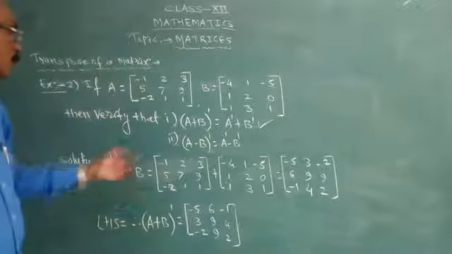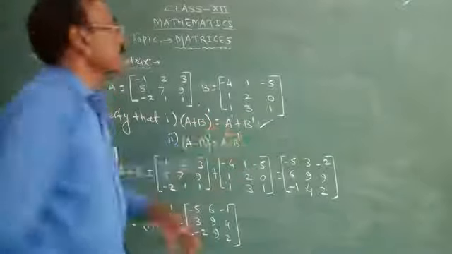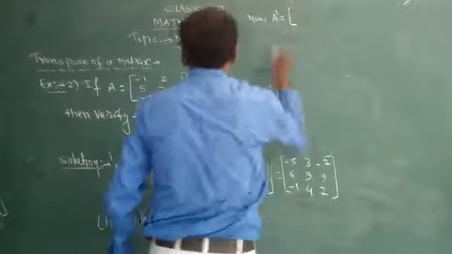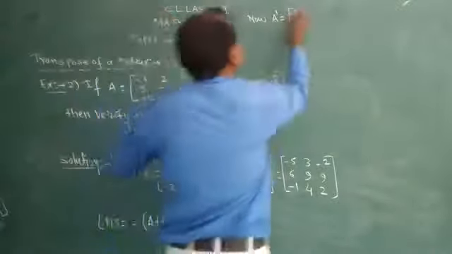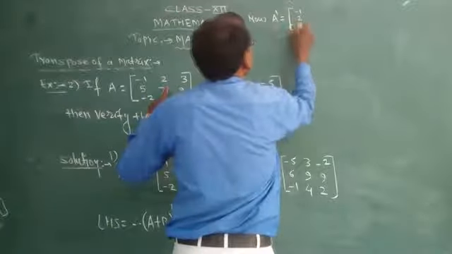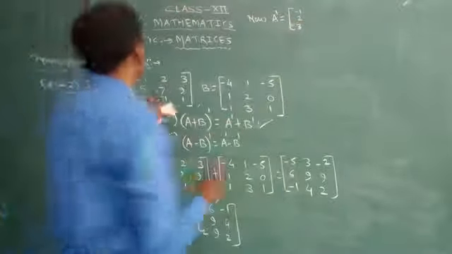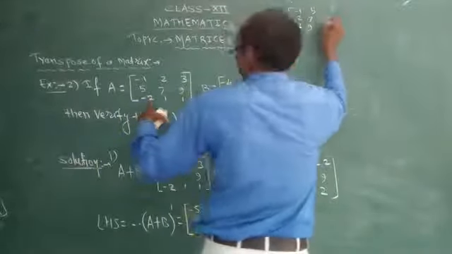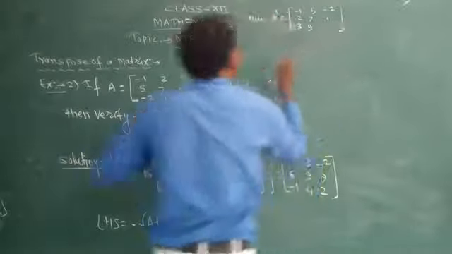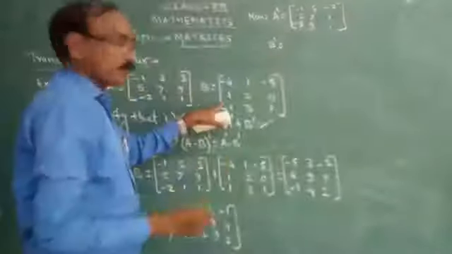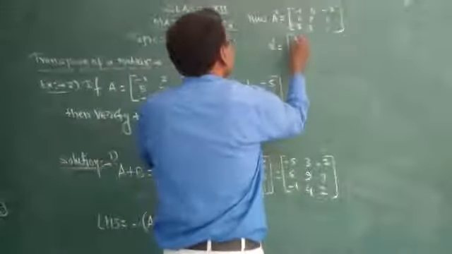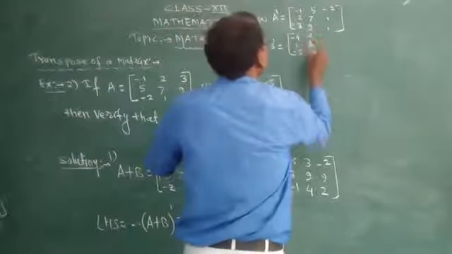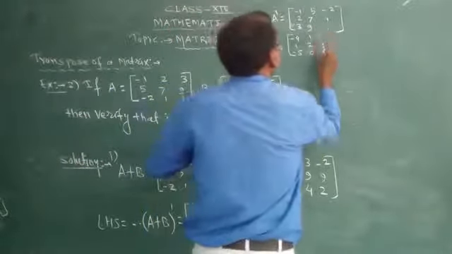Now let us find A transpose and B transpose separately. A transpose equals, writing the rows as columns, minus 1, 2, 3, 5, 7, 9, minus 2, 1, 1. This is A transpose. B transpose equals minus 4, 1, minus 5, 1, 2, 0, 1, 3, 1. This is B transpose.